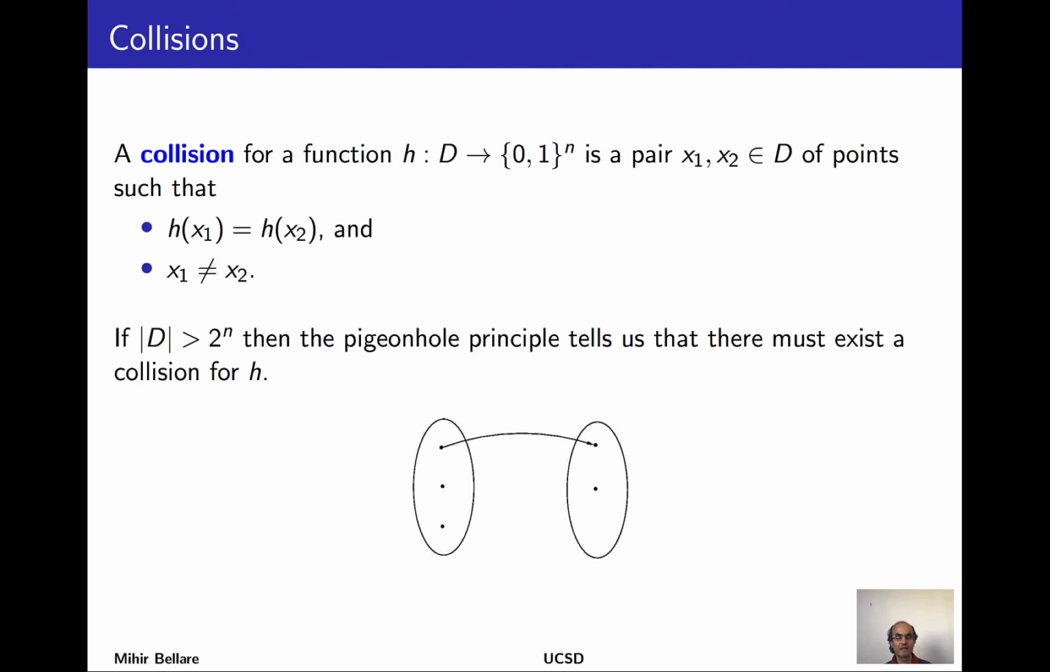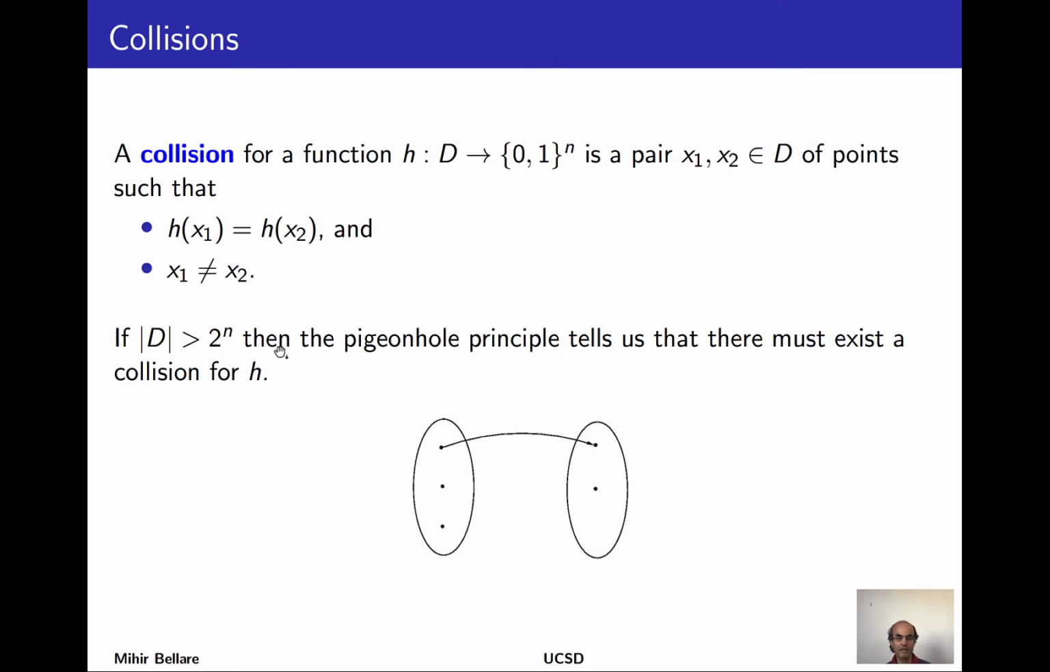So the basic element of interest here is a collision. So suppose we have a function. This is a fixed function from some domain D, and outputs are n-bit strings. And a collision is simply a pair of inputs in the domain for which the function has the same output. However, it should be non-trivial. Clearly, if x1 equals x2, h of x1 equals h of x2, that's not interesting. So we insist that the two inputs be different.